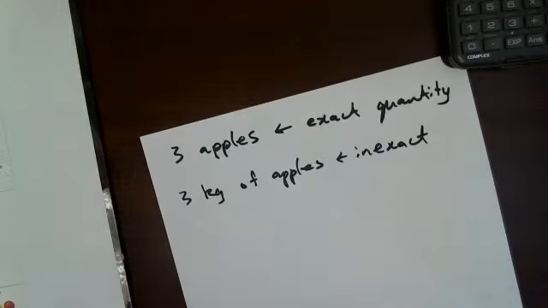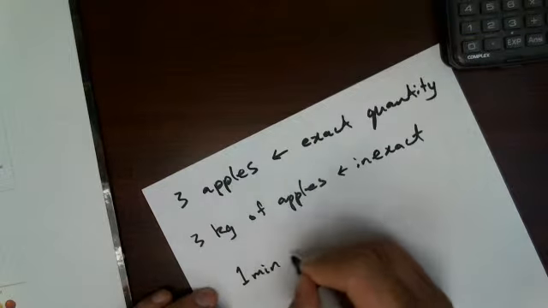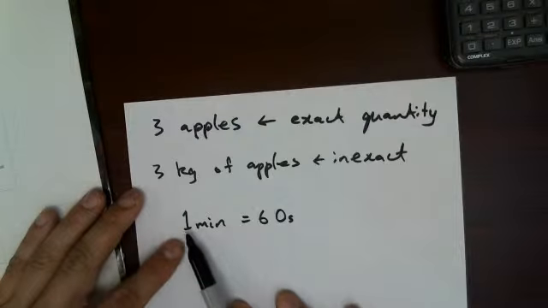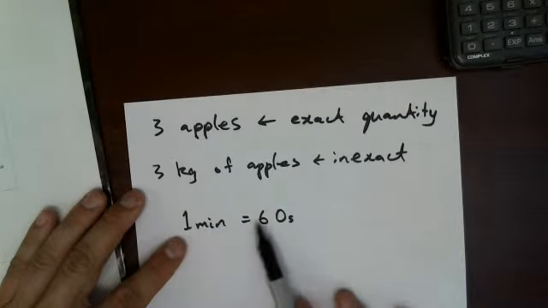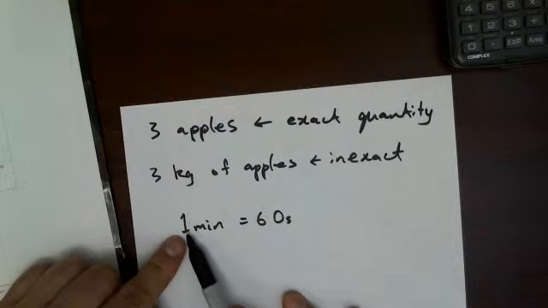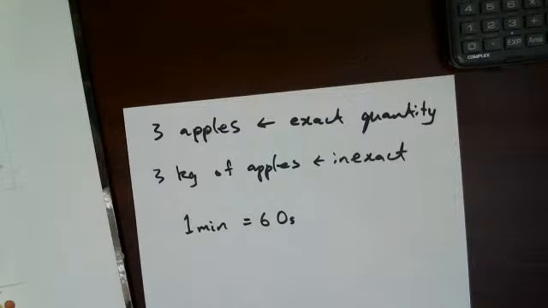The reason I'm emphasizing this is that in the last example we had 1 minute equals 60 seconds. This is an exact quantity, this 1. It's not 1.07 minutes is 60 seconds. It's an exact quantity, so you don't worry about counting that towards your significant figures in the previous example.